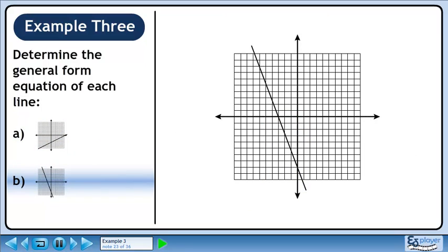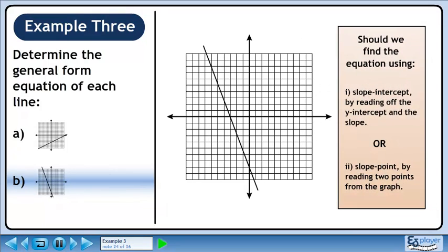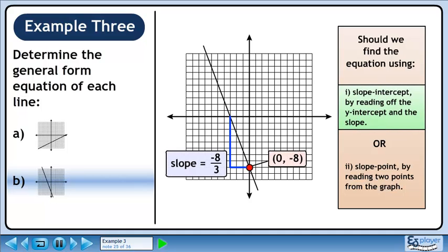In part B, we'll find the general form equation of the line shown. Before we begin, should we find the equation using 1. Slope-intercept form by reading off the y-intercept and the slope, or 2. Slope-point form by reading 2 points from the graph? The y-intercept is easily read off the graph, so we'll use slope-intercept form. The slope of the line is -8 over 3, and the y-intercept is the ordered pair (0, -8).